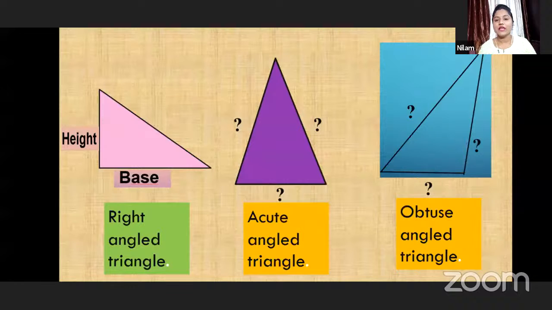See, children, in the right angled triangle, we can make out what is the base and what is the height, so that we can substitute the values in the formula and find the area. But in these two types of triangles, how will we come to know which is the base and which is the height? That we have to find out first, and only then will we be able to find the area of the respective triangle. So let us see how to find out which is the base and which is the height of the given triangle.